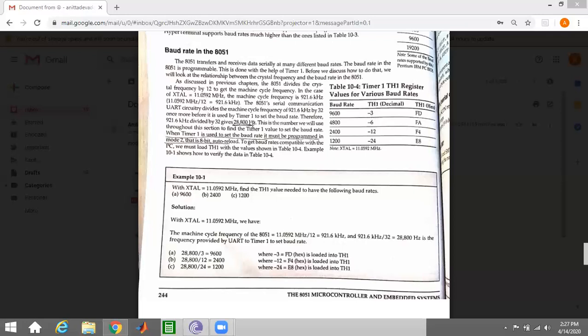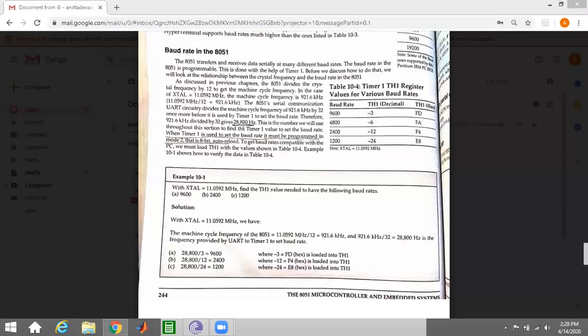This is a number we will use throughout this section, that is, throughout this serial communication. Is my voice louder or too low, or is it okay? Okay. So we are going to use this frequency for serial communication. This is the number we will use throughout this section to find the timer 1 value to set the baud rate. So we have to find the baud rate by using this frequency.